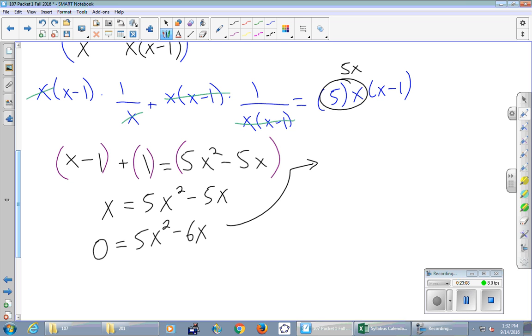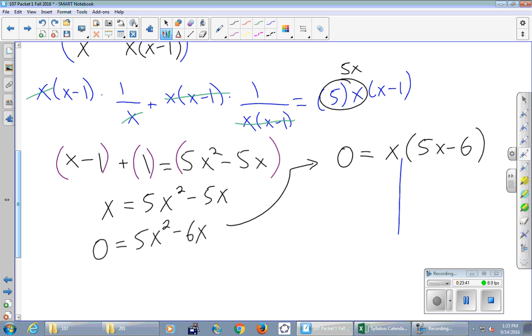And then I think Jed also saw the next step, which was to factor the right-hand side. What can you factor out of both? X comes out. Go ahead and fill in the parentheses. So what's left, I think, is a 5x minus 6. Is that right? Okay.